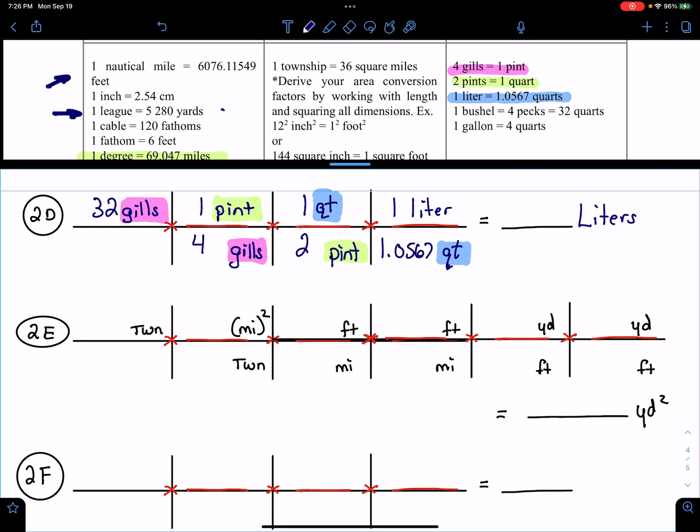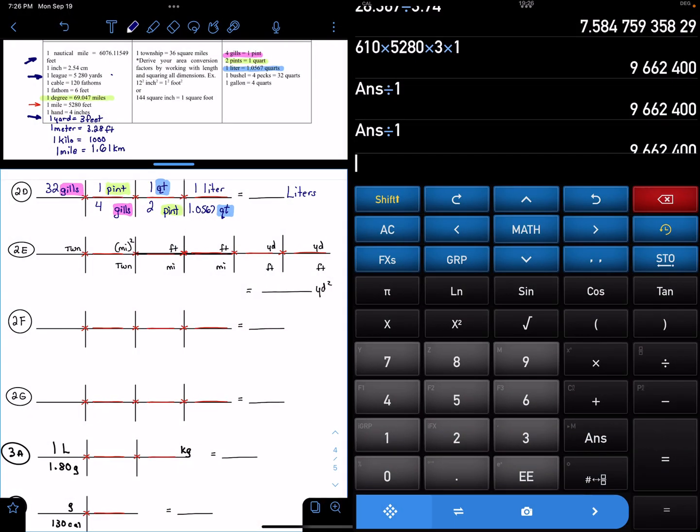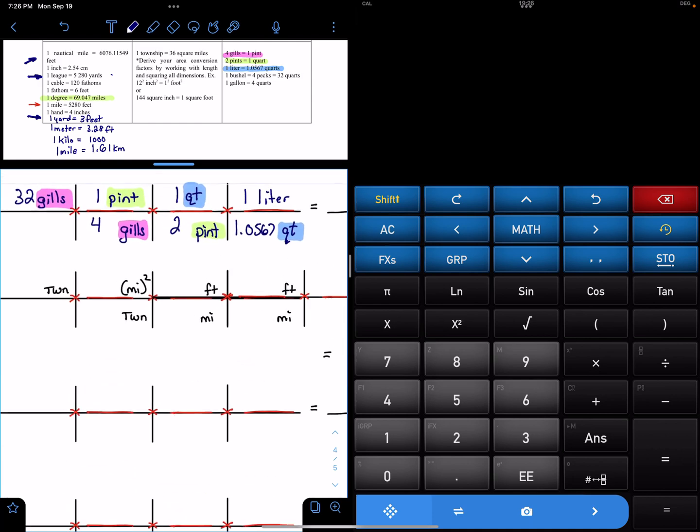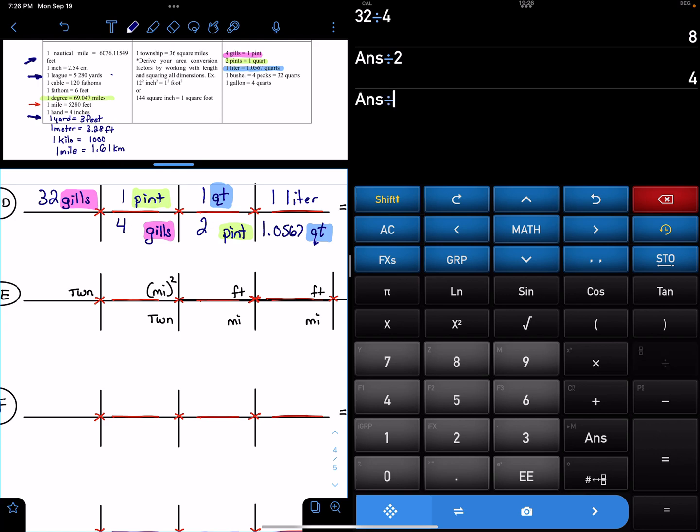So what do we do? Well, you take your calculator, and I'm going to do this one just because it's got multiple values in the denominator. So you're going to go 32 divided by 4, hit enter. Divide that by 2, hit enter. Divide that by 1.0567, hit enter, and there's your answer.